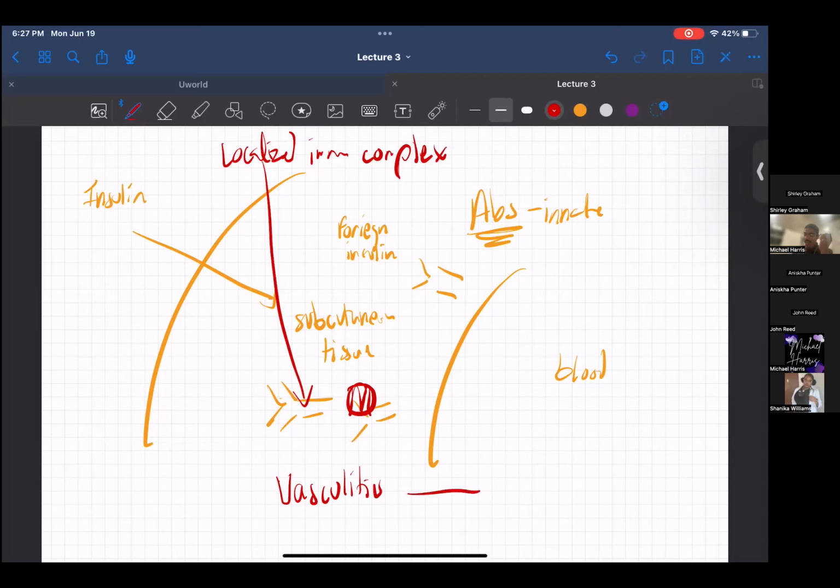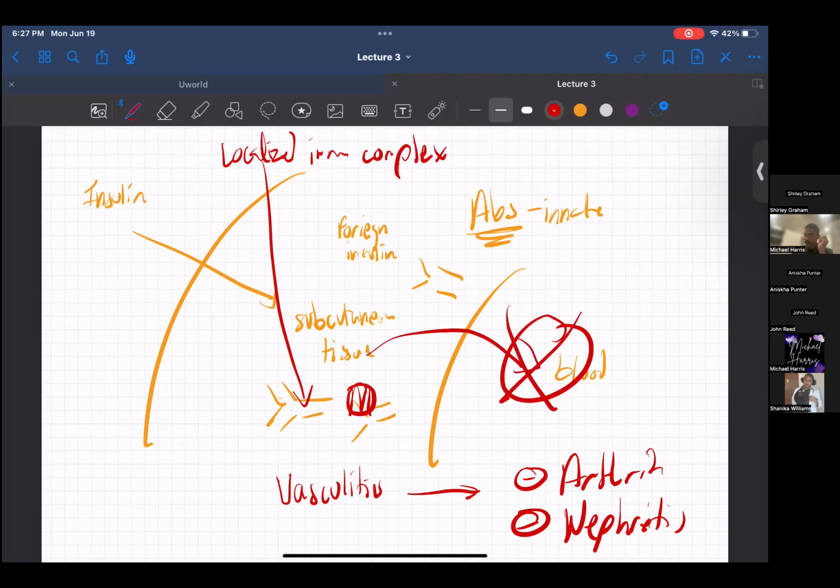Okay. You will not get arthritis or nephritis because it is not getting into the blood. This doesn't happen. So as a result, you just get the vasculitis at the location. Okay. Because these immune complexes deposit in the blood vessel wall here, which then causes inflammation to occur and you get vasculitis. So that's an arthus reaction. All right. Good. Any questions on that?